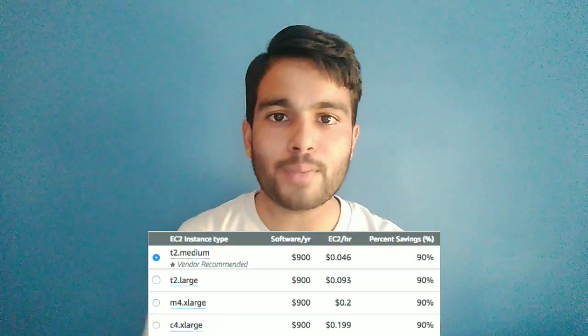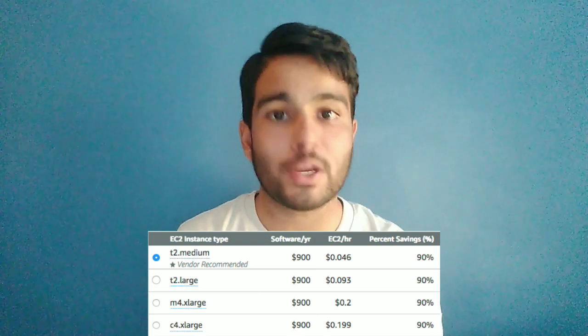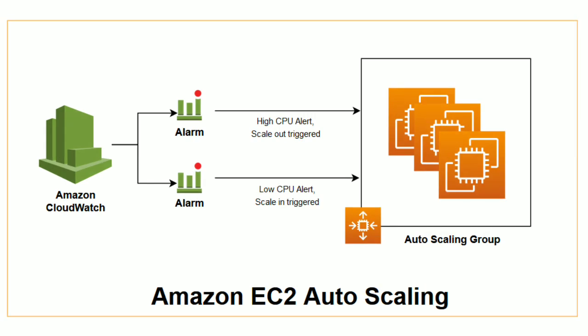Whether it is a large-scale company or a small-scale company, in the pay-as-you-go model you have to pay only for those services that you are using. So it is quite efficient for all the companies. And the second reason is scalability. If you want to scale your company, it is quite easy using AWS. You just need to increase the services and pay for them.